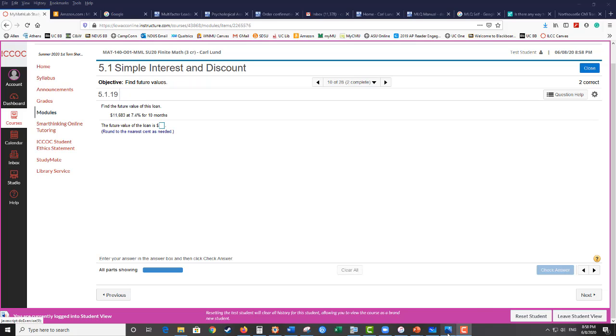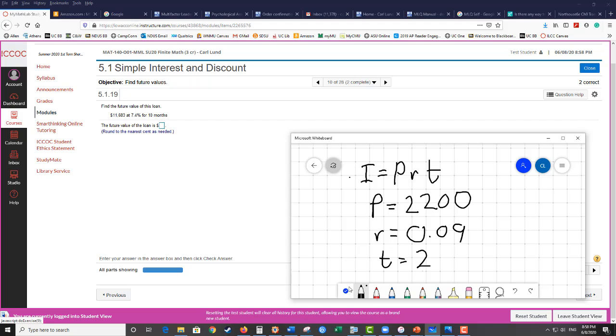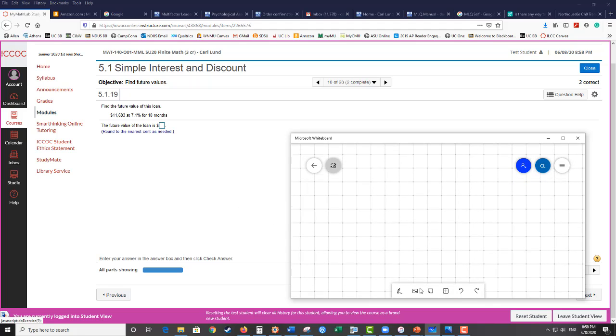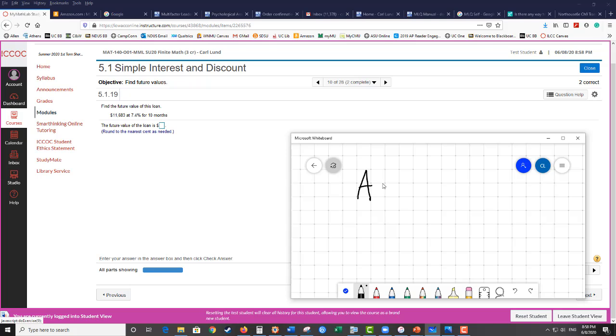On this question, we want to find future value. And so I want to remind you that our future value formula is the future value A is the principal times the quantity 1 plus the interest rate times t in years. And so here, this is for a loan I've taken. I've taken a 7.4% simple interest loan for 10 months. How do I know this is simple interest? I know it's simple interest because the word compound or compounded isn't in the problem at all.